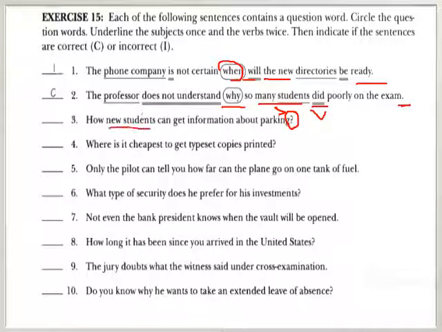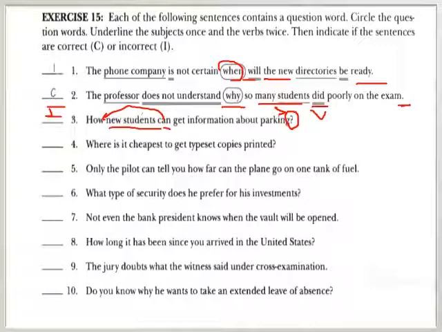How new students can... Okay, here the sentence is incorrect because there should be inversion, because this is a question and the question is not inverted. We have the subject, new students, and can, the helping verb. Okay, it should be, how can new students get information about parking?